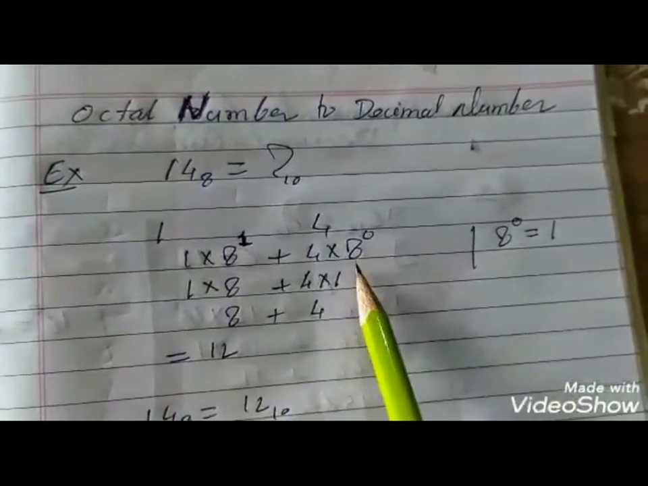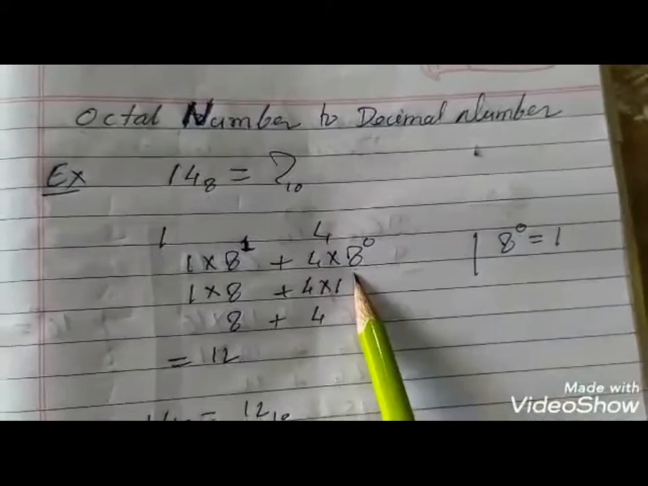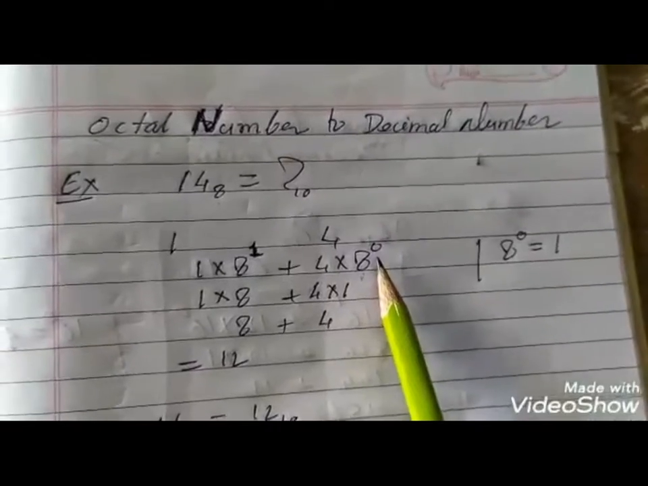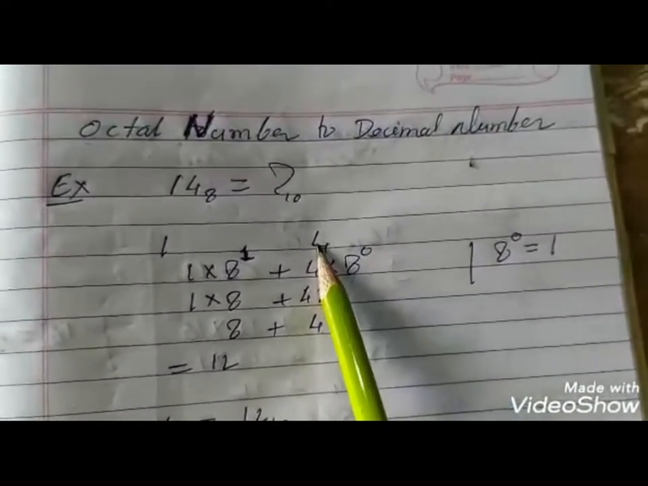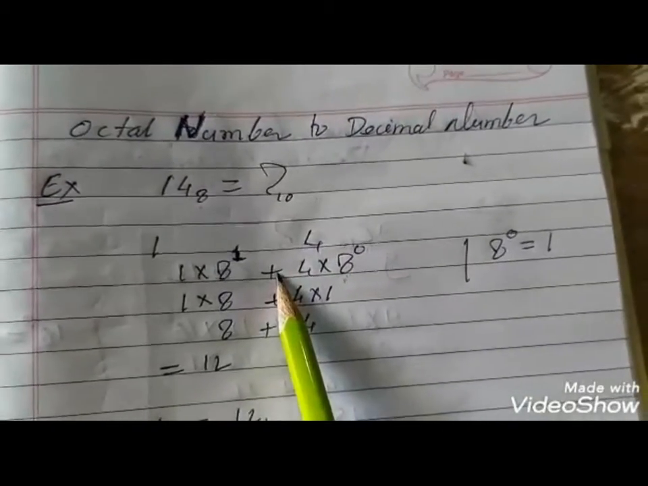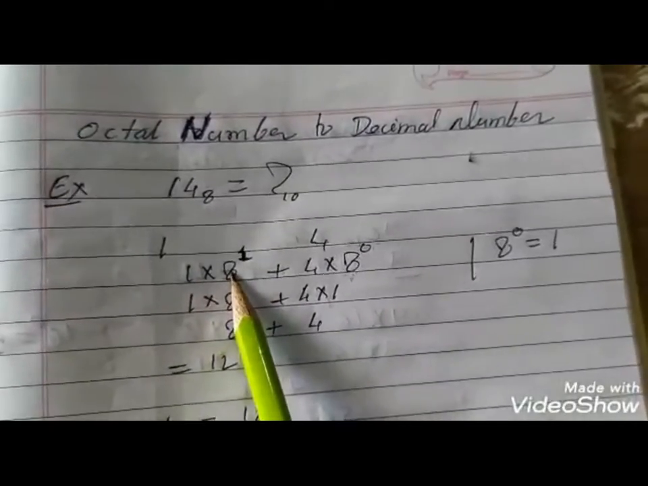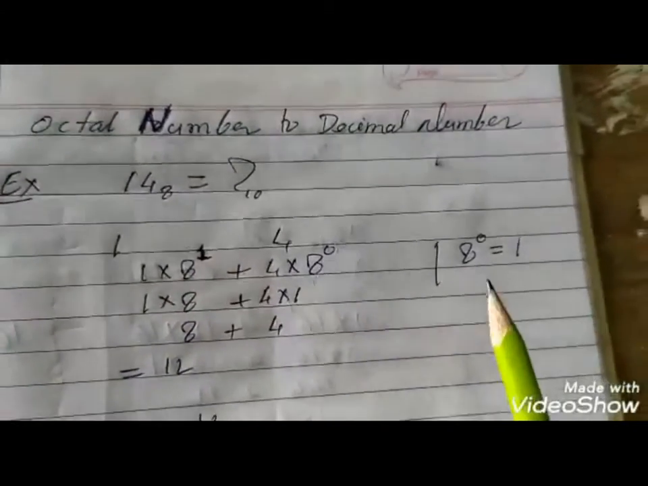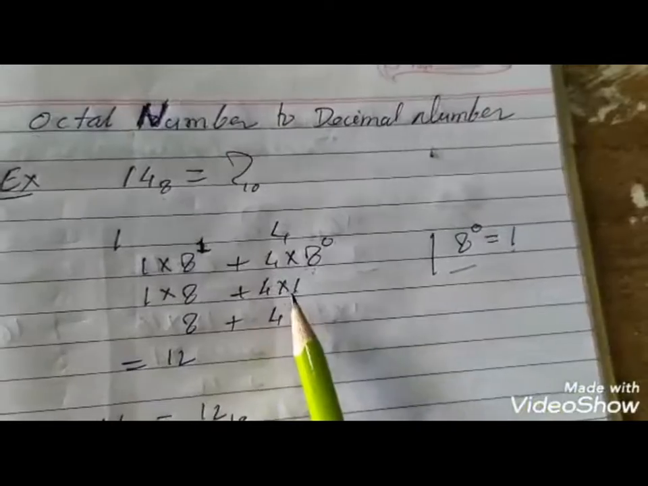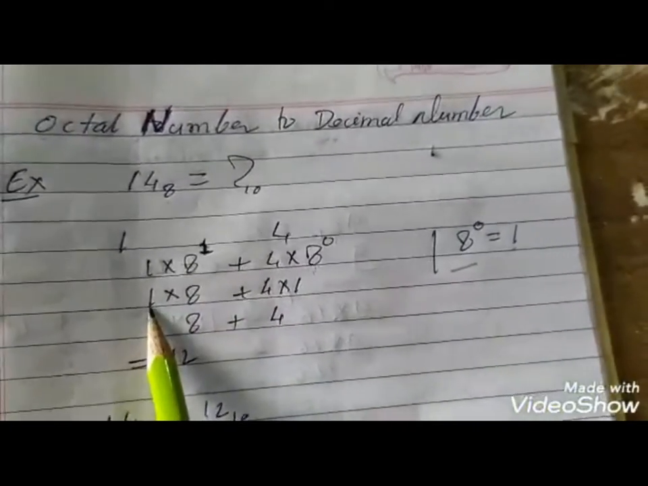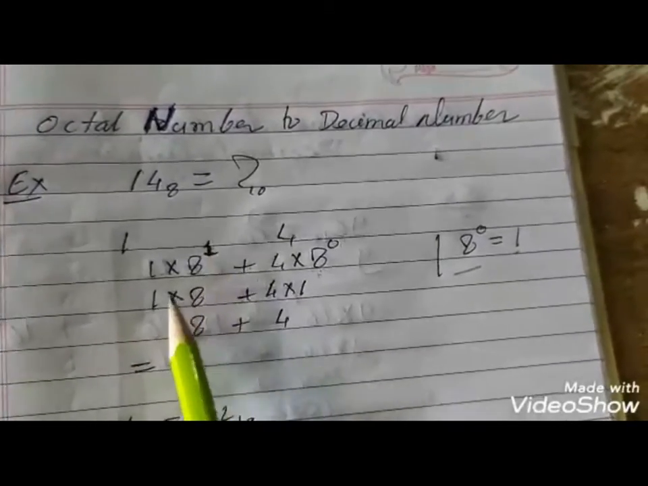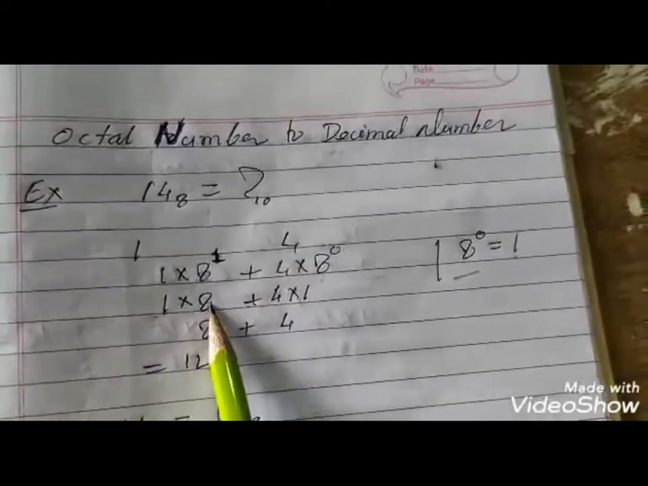Octal numbers have 8 different digits, so every digit should be multiplied by 8 with the position as a power. So 4 is multiplied by 8 power 0 plus 1 multiplied by 8 power 1. Here 8 power 0 is 1, so 4 multiplied by 1 plus 1 multiplied by 8. 8 power 1 is 8, so 1 multiplied by 8.